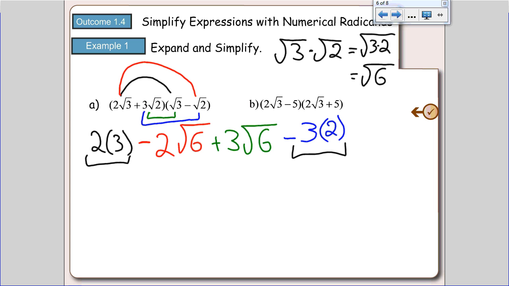The inside terms, can we simplify those? Yes, because they're both root 6s. So if they're both root 6s, what happens, Chase? Yeah, so we have 3 root 6s, and then we subtract 2 root 6s. So we should just have 1 root 6. Yeah, if it was a binomial, it would multiply together, but it's separated by a plus sign right there. So we add them together.